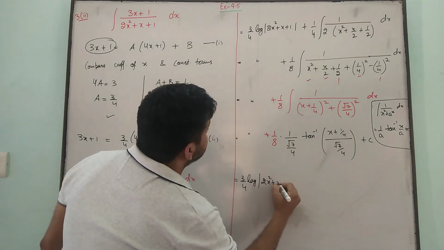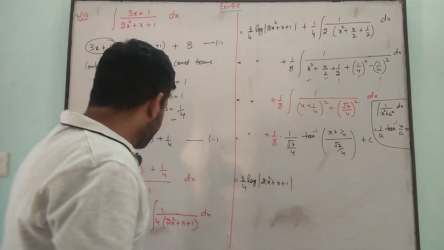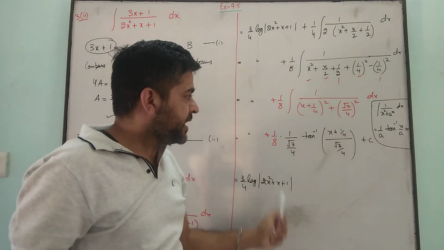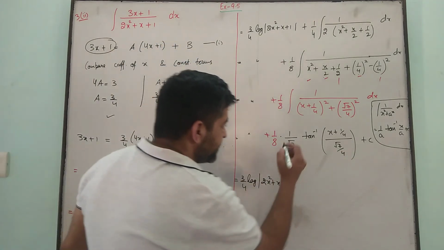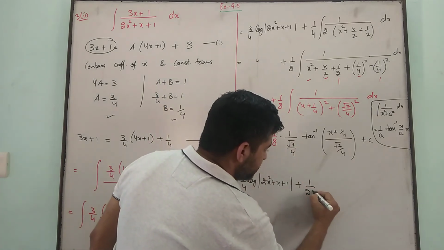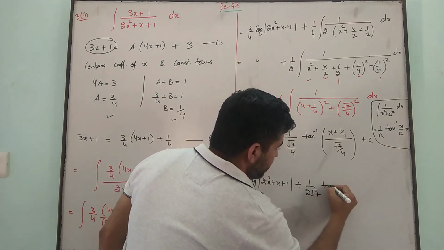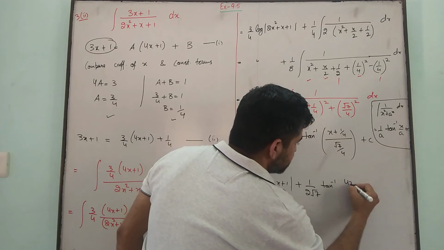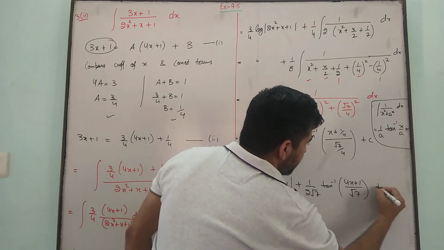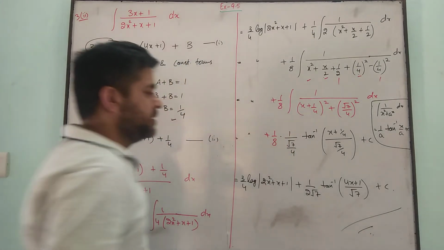And so you got your answer: this will be 3 by 4 log of 2x square plus x plus 1. Actually when you integrate it here, you can write c dash also as a constant, and then combine, you can write c. So this is 1 upon 4, 2s are 2 root 7, tan inverse (4x plus 1) divided by root 7, plus c is your integral.